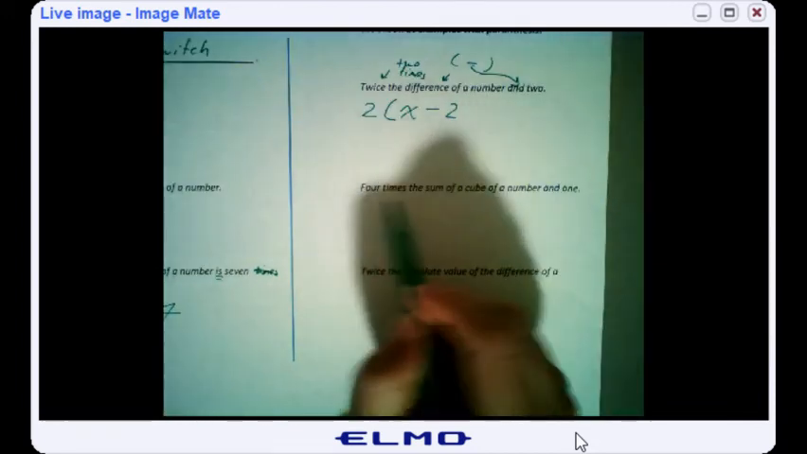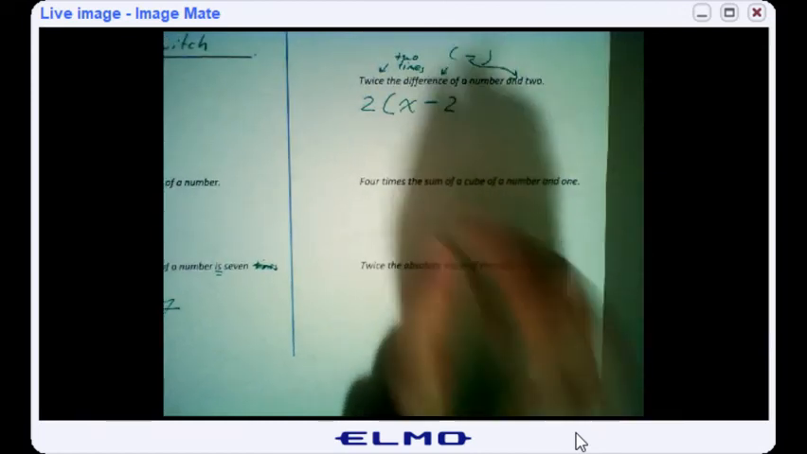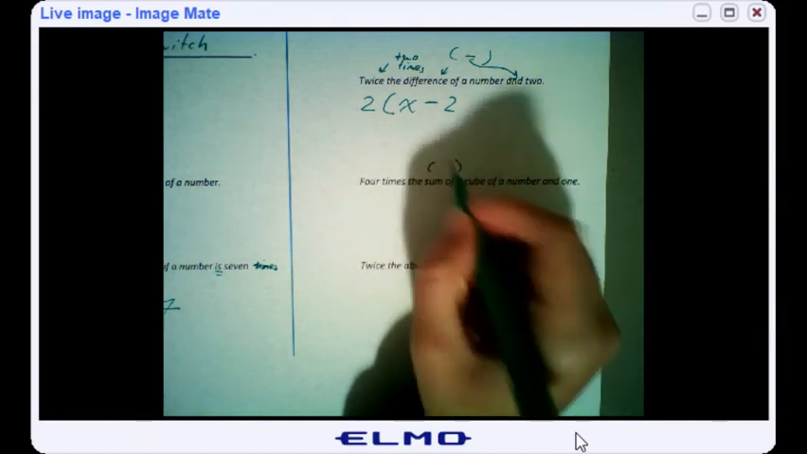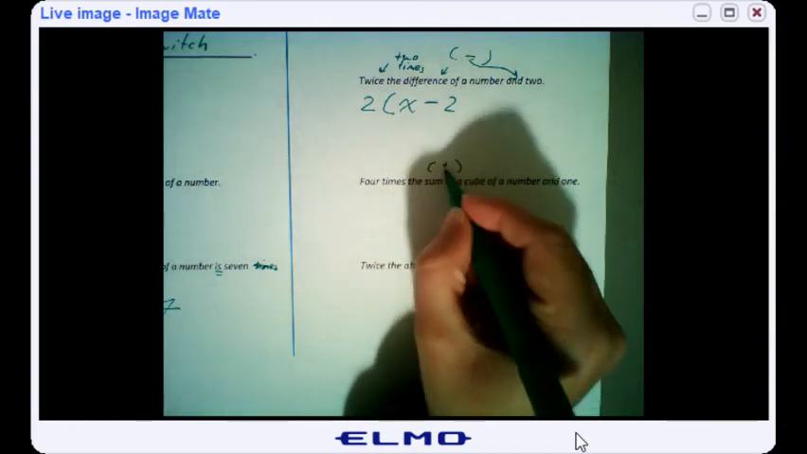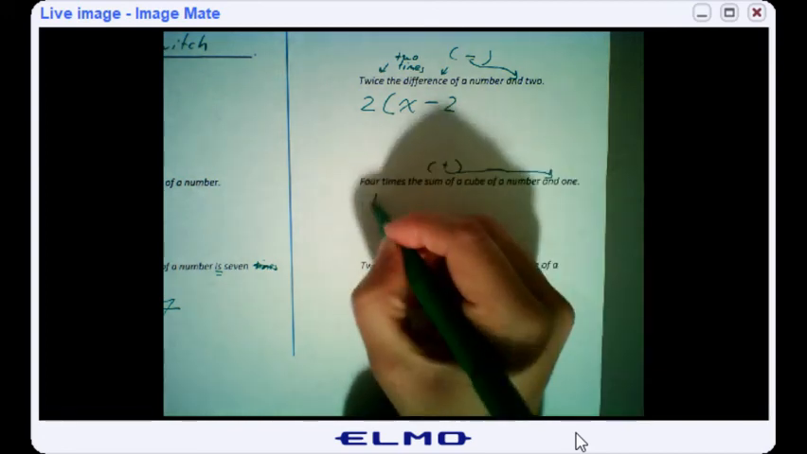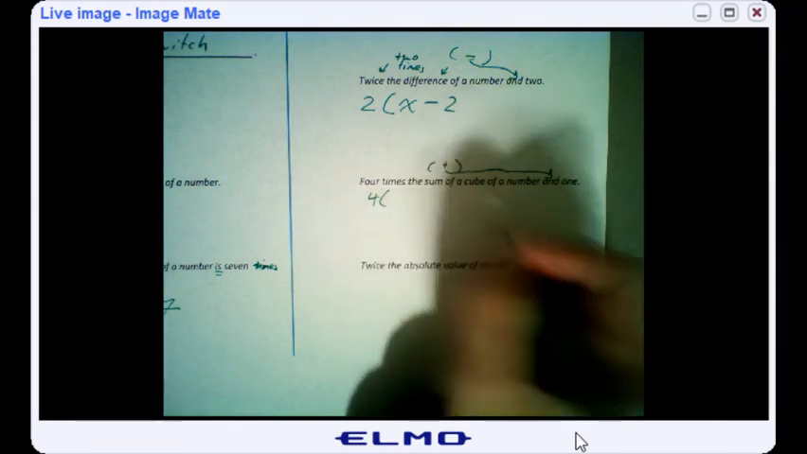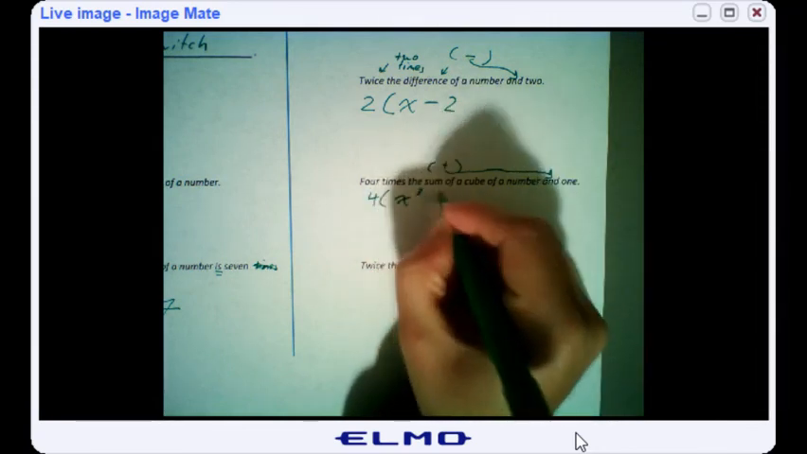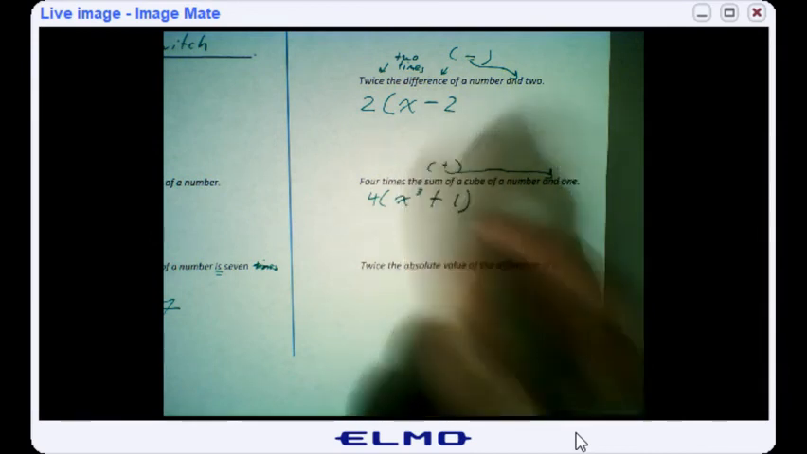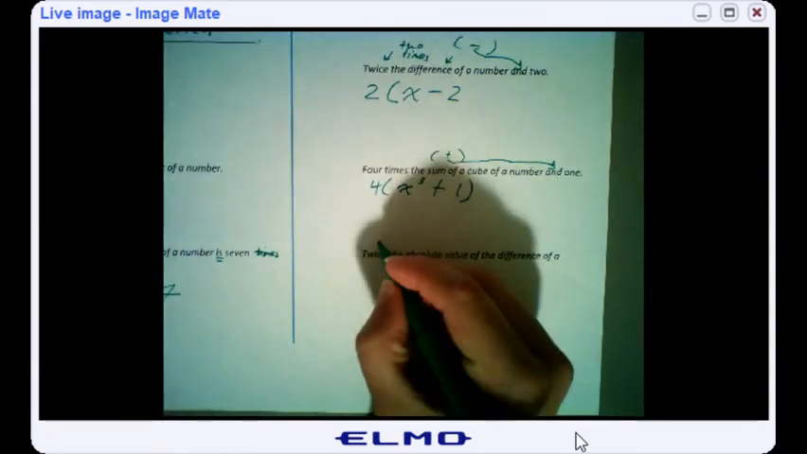We have 4 times the sum of a cube of a number and 1. So sum means parentheses with addition. The addition symbol goes where the and is. So 4 times, so 4 parentheses, cube of a number. I see the word and, so that's my addition sign, 1. And then twice means 2 times.